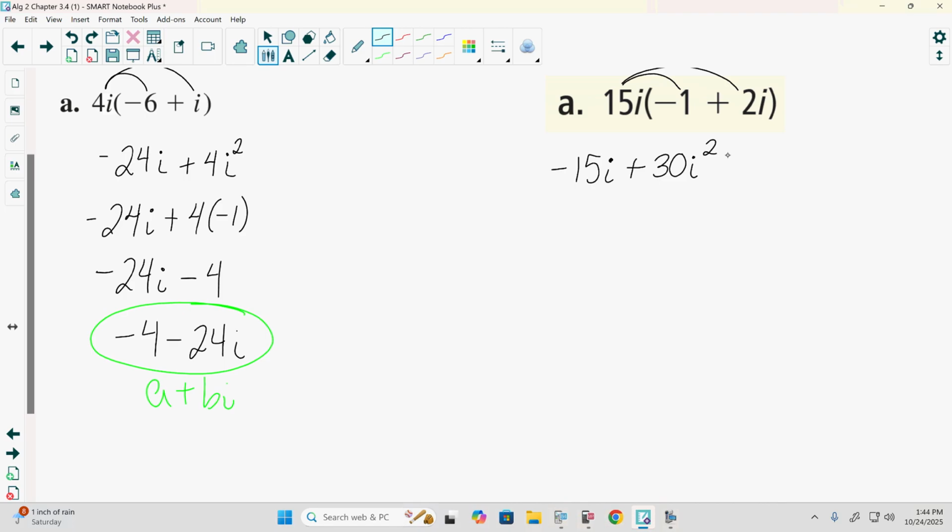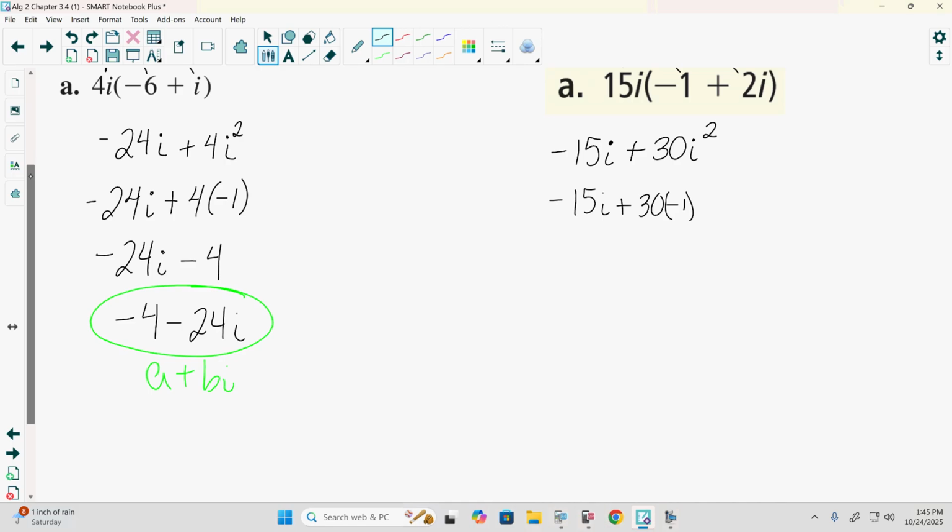So 15 times negative 1 is going to be negative 15i. Now 15i times 2i, 15 times 2 is going to give us 30. I times I is going to give us i squared. Now at this point here, we can't leave i squared, so we have to simplify it. And i squared is just negative 1.